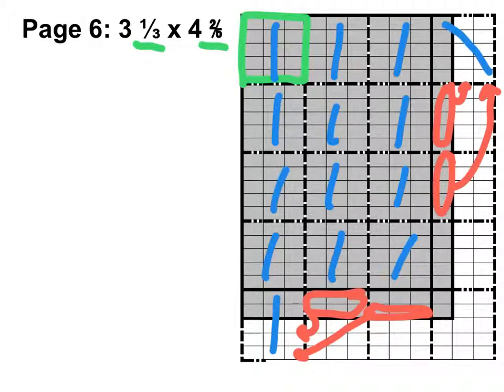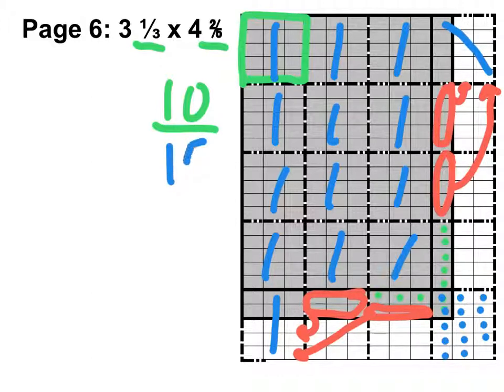And now I'm just going to count up these extra pieces. So I have 1, 2, 3, 4, 5, 6, 7, 8, 9, 10 extra pieces. So I know that it's going to end with a 10 in the numerator. So let's finish that off. There's 10 pieces when there are how many in a whole? Well, if I go to count those, 1, 2, 3, 4, 5, 6, 7, 8, 9, 10, 11, 12, 13, 14, 15. So 15 in a whole.